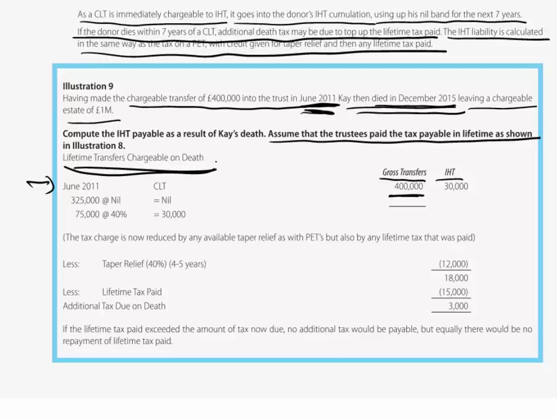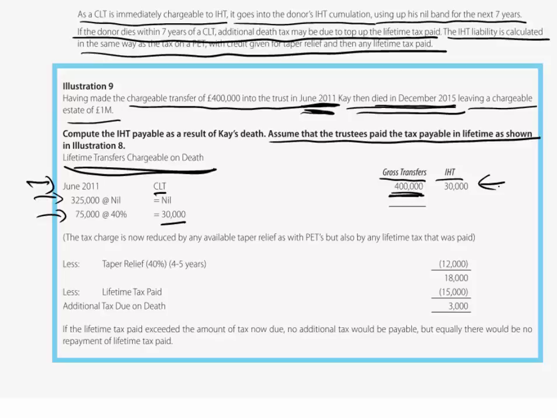When dealing back in illustration 8 with the tax payable in lifetime, we use the nil rate band in force at the date of the lifetime transfer. So this is back to as we were dealing with transfers, PETs, made within the 7 years before death. So the earliest one, the only one, June 11. What is it? It's a CLT. How much is it? 400,000. Tax accordingly: 325 at nil, 75,000 at 40%, 30,000 into your tax column.